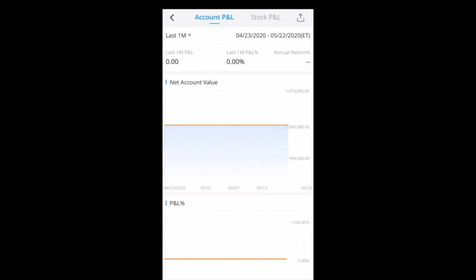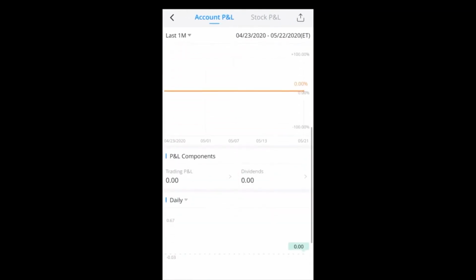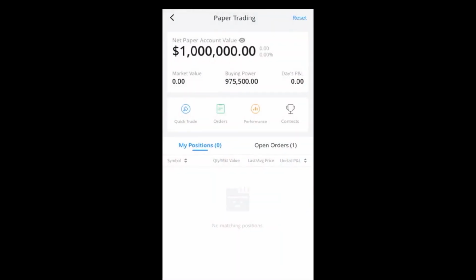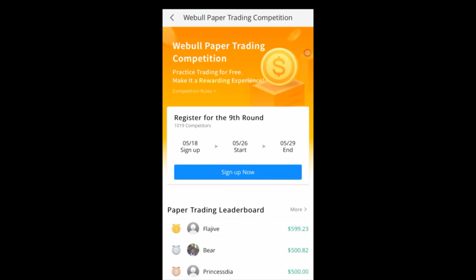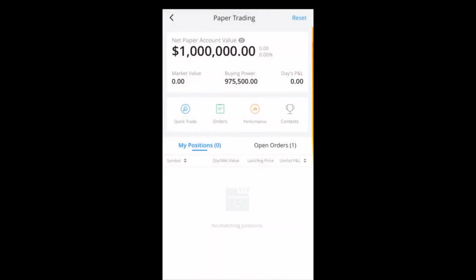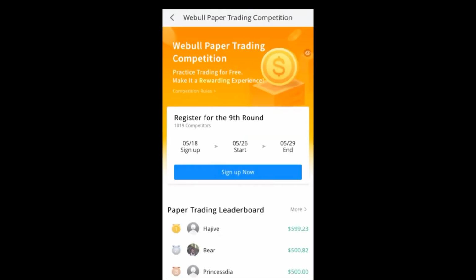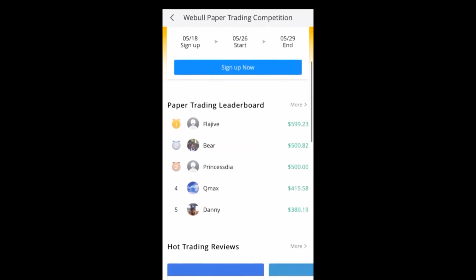You can see performance. So once I actually own stock within my paper trading account, you can see how that stock has done over time. And then you can look at contests. So if you are part of a trading competition, you can get directly to your competition by going to the paper trading section and then clicking on contests. That's another way to reach it versus going through the community section the way we did before.